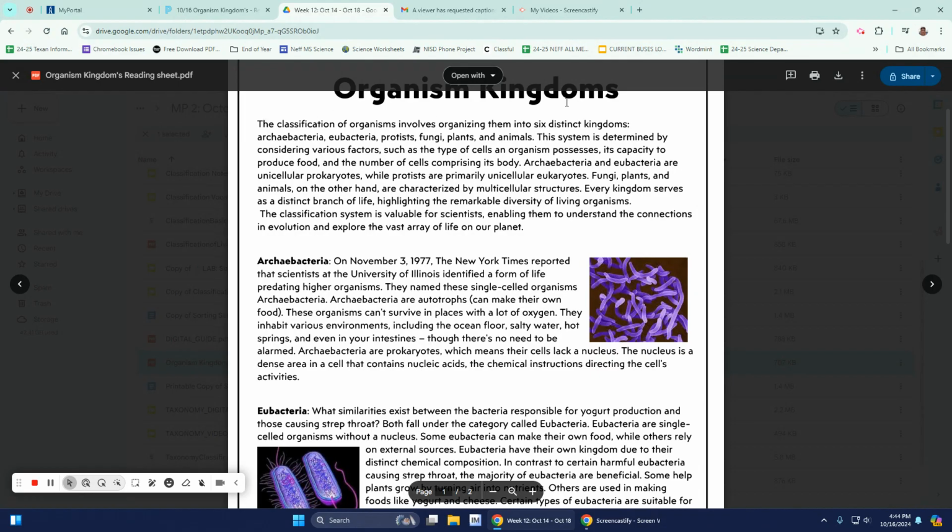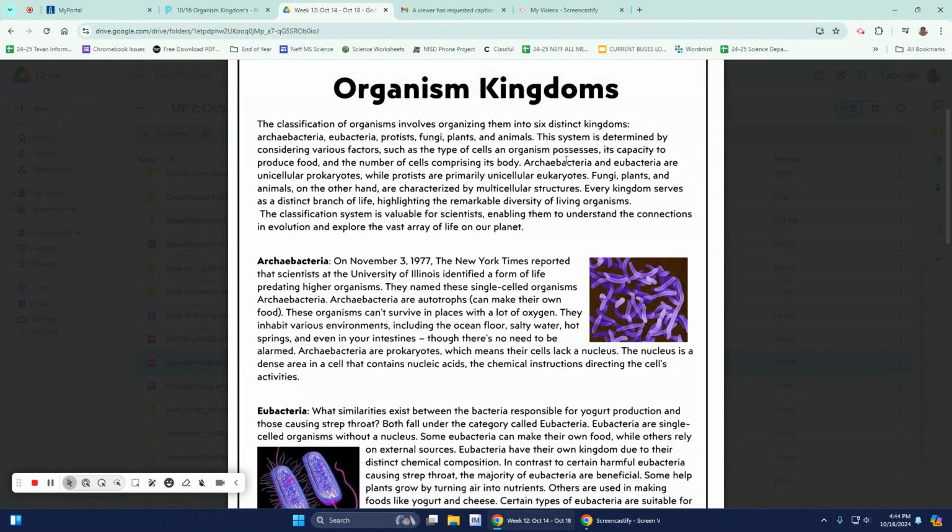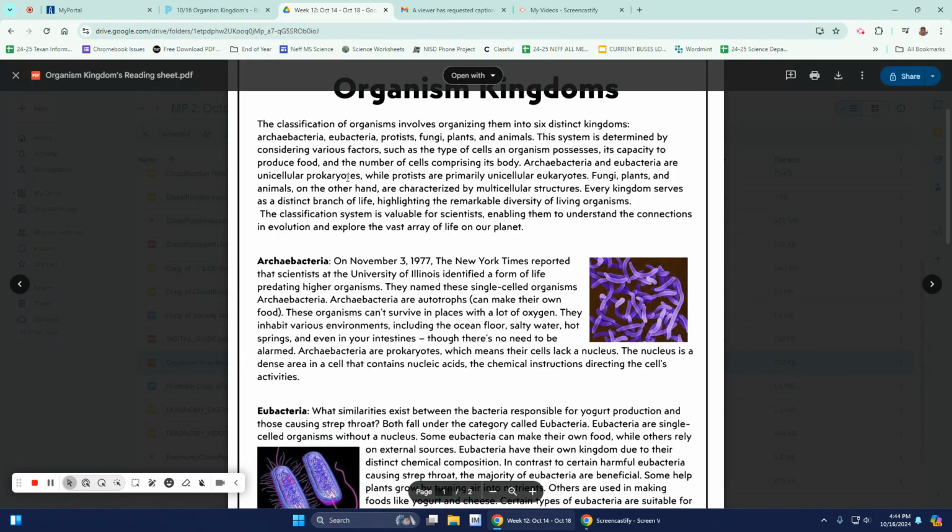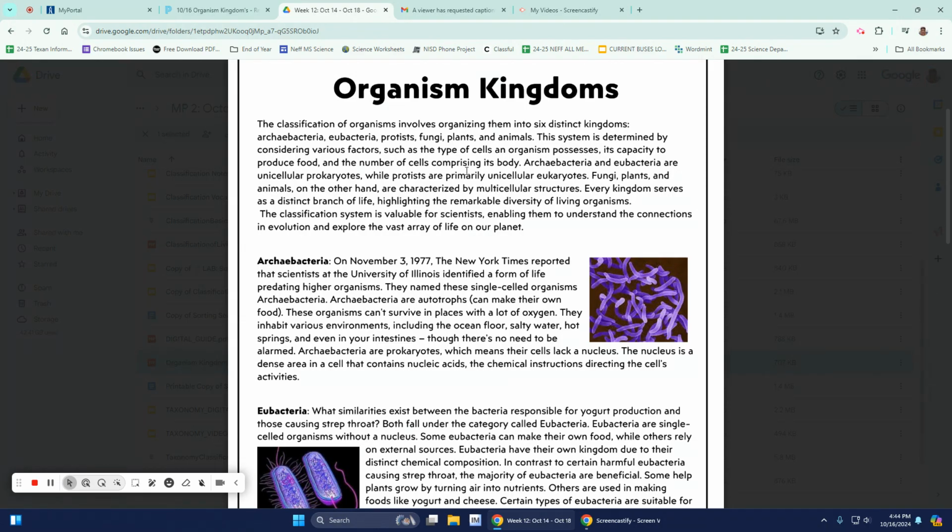The organism kingdoms, looking at paragraph 1. The classification of organisms involves organizing them into 6 distinct kingdoms: archaebacteria, eubacteria, protists, fungi, plants, and animals. This system is determined by considering various factors, such as the type of cells an organism possesses, its capacity to produce food, and the number of cells comprising its body.